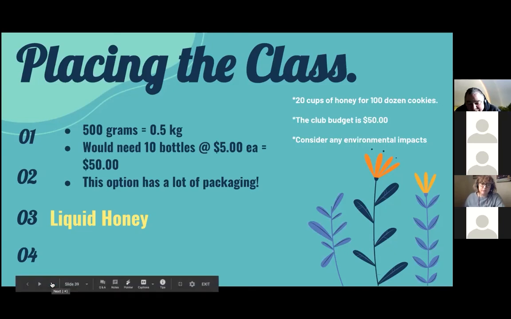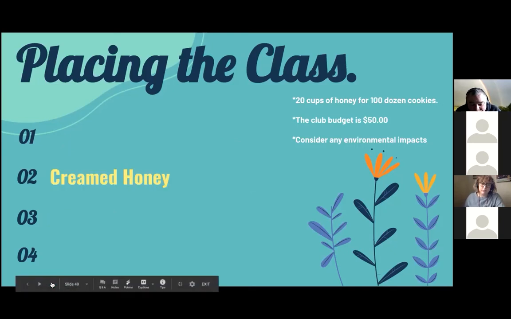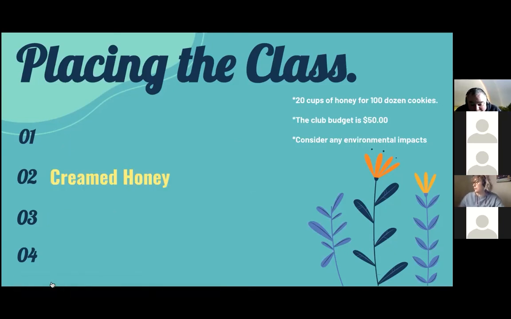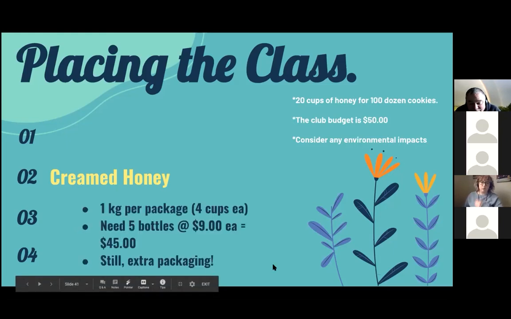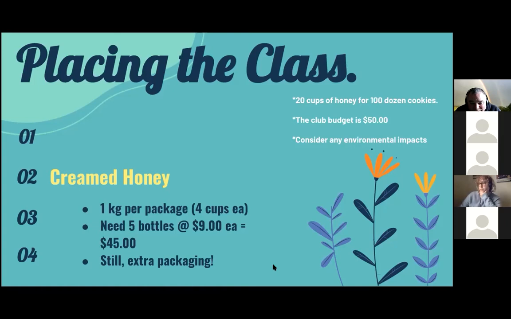Let's continue on to figuring out second place here. The creamed honey is less expensive than the liquid honey and uses less packaging and refining as well. We'd only need 5 bottles of it at $9, making $45, so it's less expensive than the liquid honey as well. There's still a lot of packaging involved though.